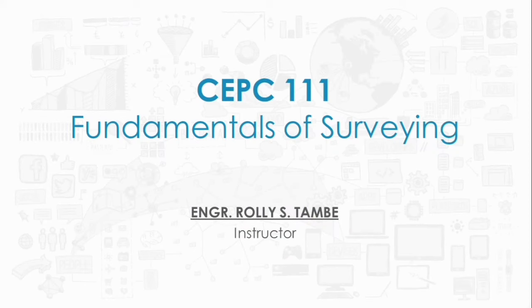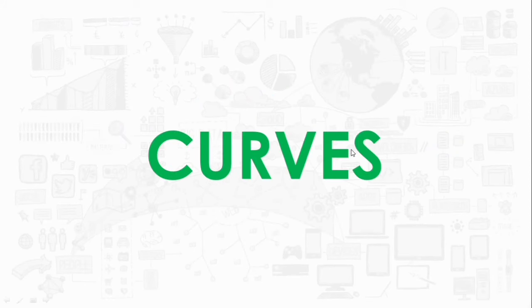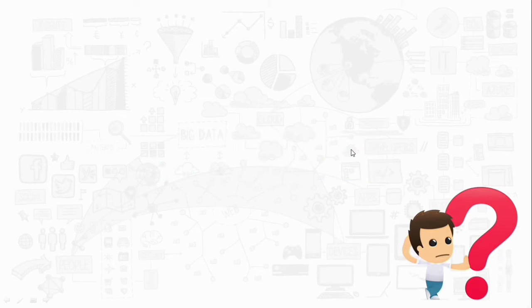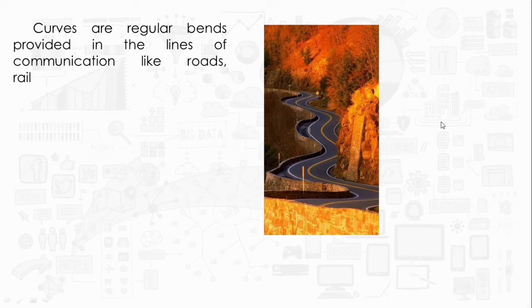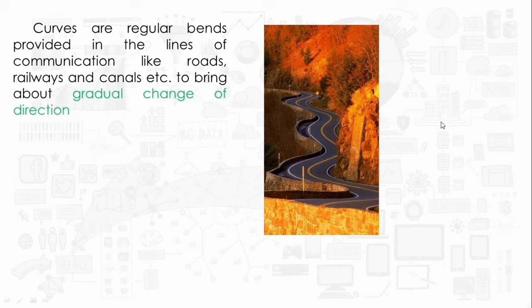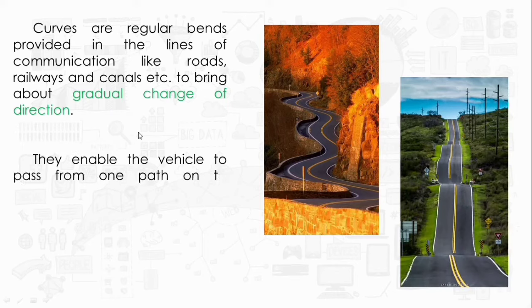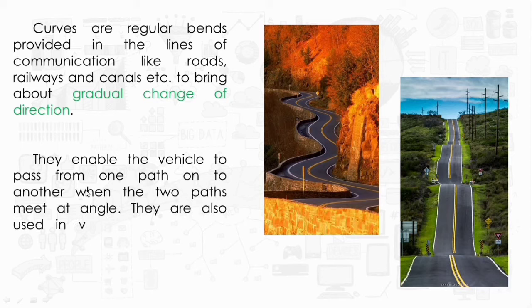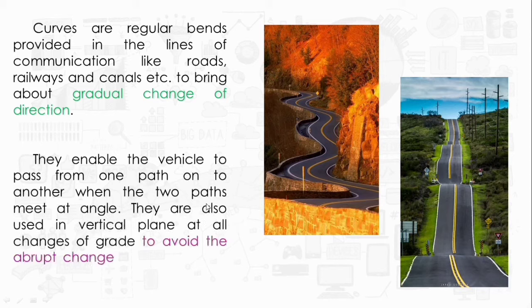In this video, we are going to discuss curves. So first, why are curves provided in the lines of communication like roads, railways, canals, and others? They bring about gradual change of direction. They also enable the vehicle to pass from one path on to another when the two paths meet at an angle. They are also used in the vertical plane at all changes of grade to avoid abrupt change of grade at the apex.